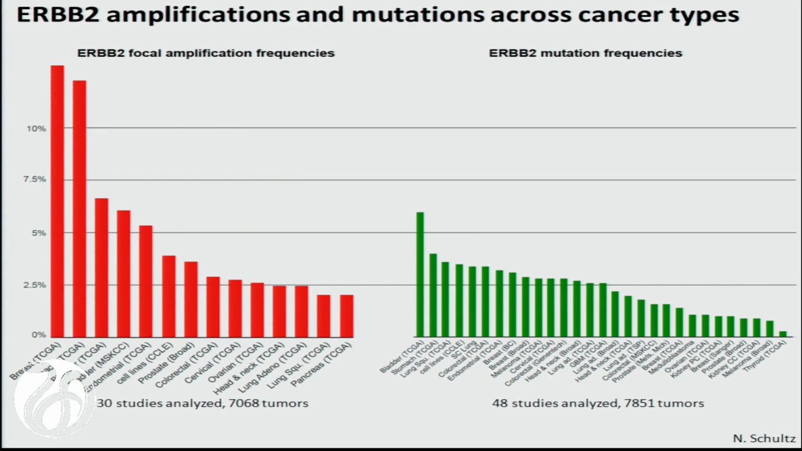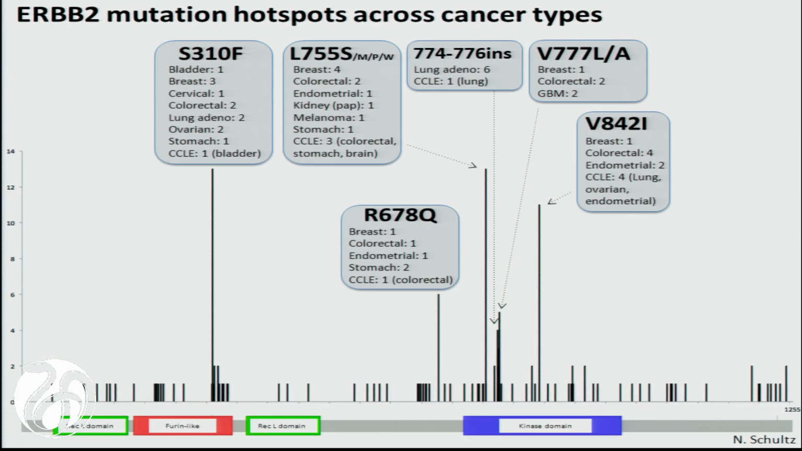Actually, here's the HER2 example. This is a compilation put together by Nikki Schultz, one of the bioinformaticians at Sloan Kettering, where he looked at 30 studies over 7,000 tumors in terms of amplification, and 48 studies over 7,000 tumors for mutation, showing that HER2 amplifications are found in many cancers, but oftentimes at low rates. And we're not capturing these patients into our studies. Similar things with mutations as well.